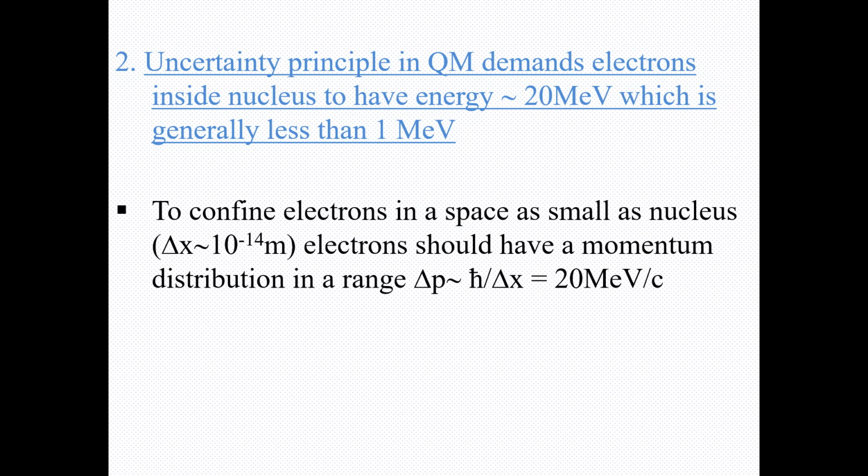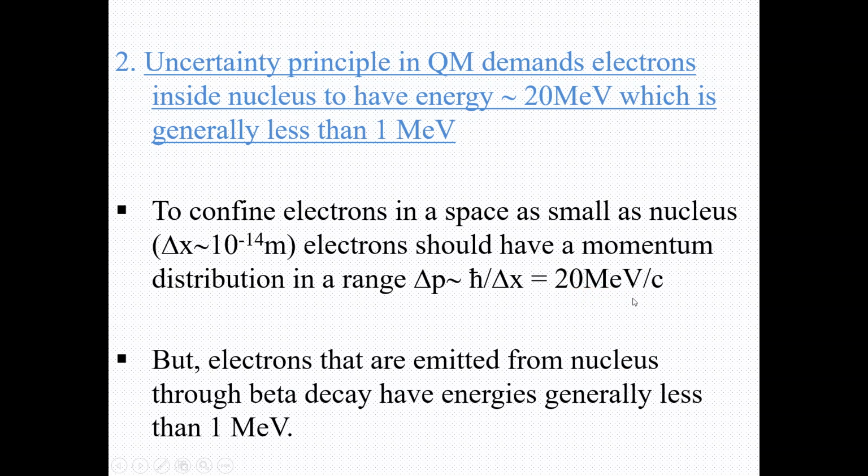Consider this practically: if you want to confine an electron in a space as small as the nucleus, whose diameter we roughly take as approximately 10 raised to the power minus 14 meters, the electron should have a momentum distribution in the range of approximately 20 MeV per c. But if you look at observations, electrons emitted from the nucleus through beta decay have energies generally less than 1 MeV. So that is the second reason why the electron cannot reside inside the nucleus.